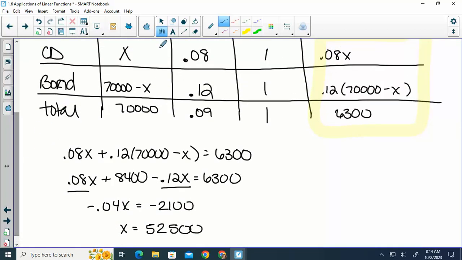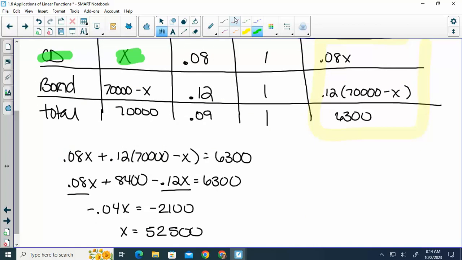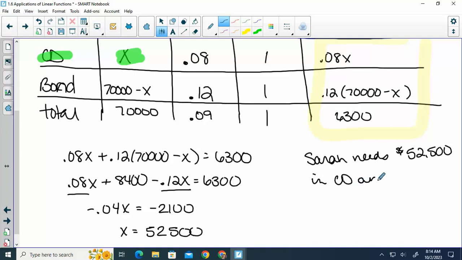So this is where the labels are really important. I know X was the amount in my CD. So Sarah needs $52,500 in the CD. And to find the other one, the bond was 70,000 minus X. So 70,000 minus 52,500 is 17,500. The bond.